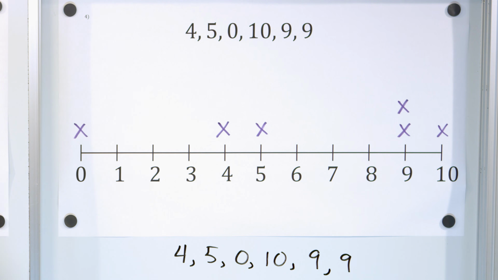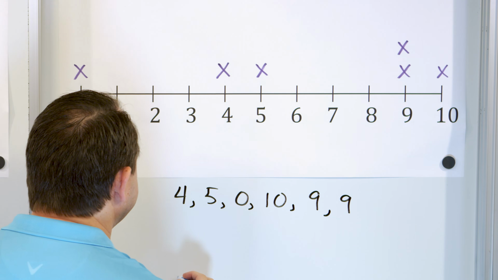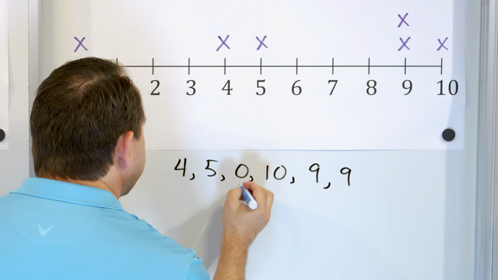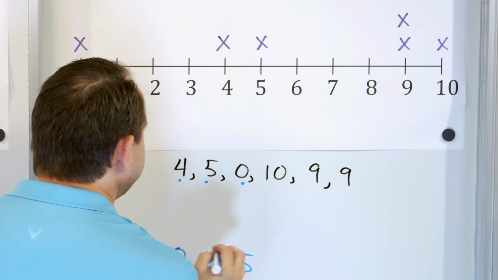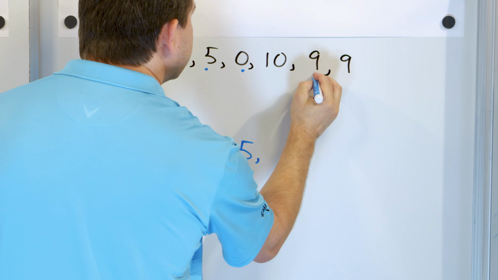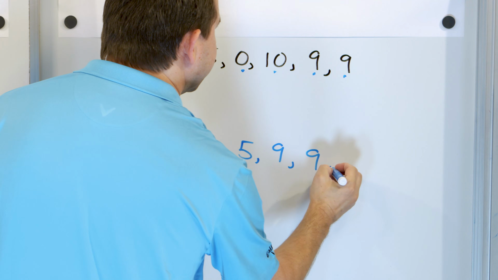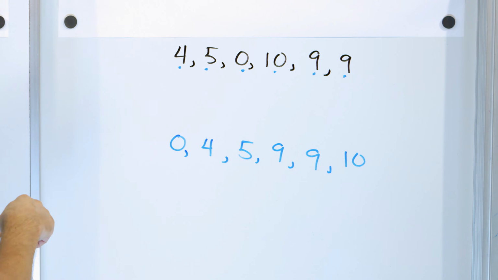And then what I'm going to do is I'm going to rewrite the data from least to greatest. You have to order it from least to greatest to find the median, right? 0 is the smallest value, followed by 4 and then by 5. So I'll put a 4 here and then a 5 here. And then we have the 2 9s. Right? And then we have finally a 10. So we have least to greatest. Now we have to pick the middle point of the data.